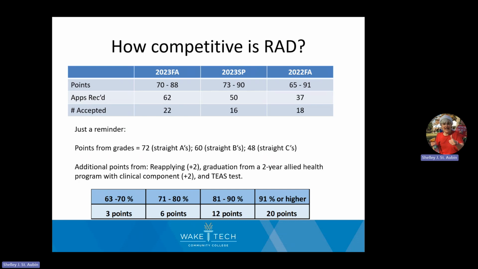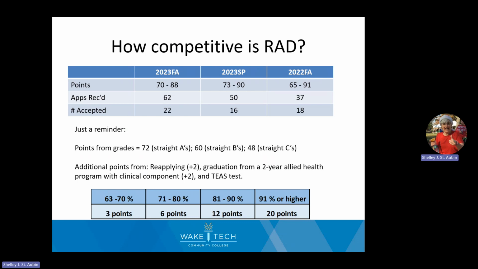So when new students are accepted, those numbers can vary based on how many other students are continuing. Just as a reminder, when you're looking at your points from your grades, if you have straight A's, you have 72 points. If you have straight B's, you have 60. Straight C's, it is 48. You can also have those additional points, and you have points for the TEAS test.